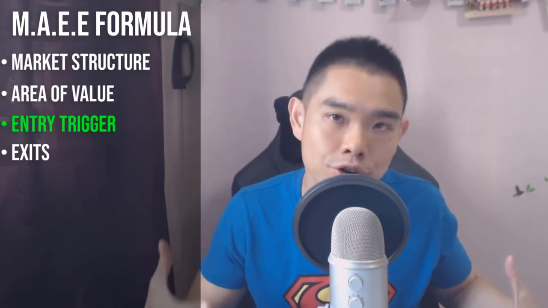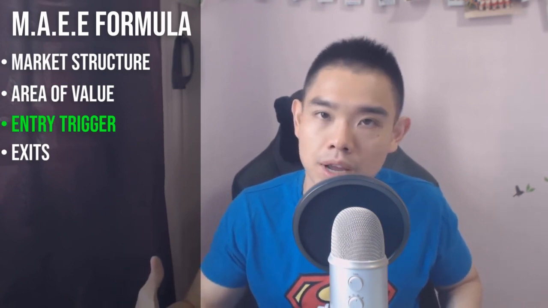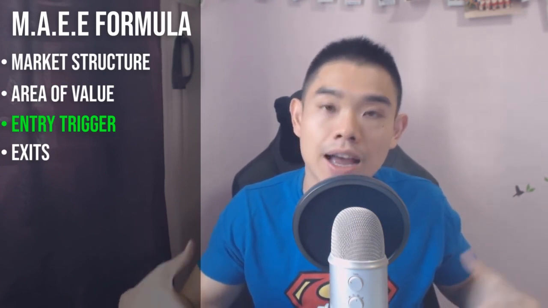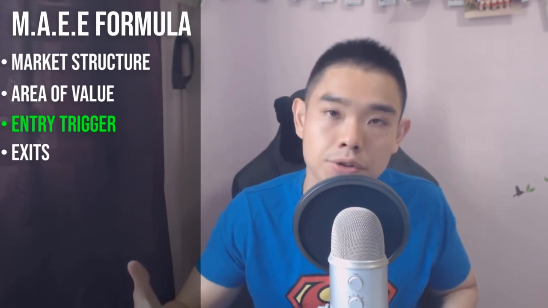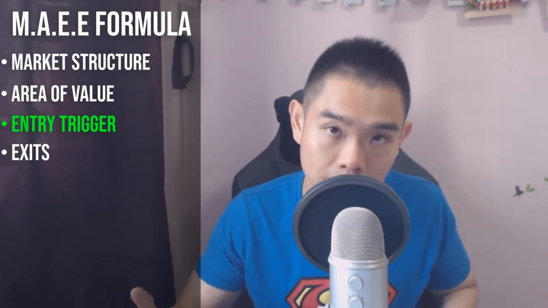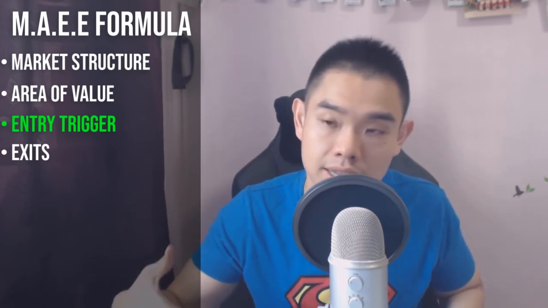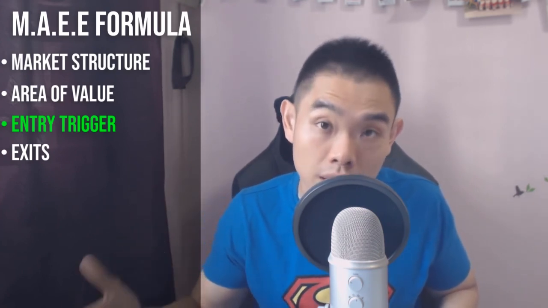Now, do you have a valid entry trigger to enter a trade? An entry trigger could be a hammer, for example, showing you rejection of lower prices. Or a bullish engulfing pattern, telling you the buyers are in control as they overwhelm the sellers and close near the highs. That could be a valid entry trigger to enter your trade.